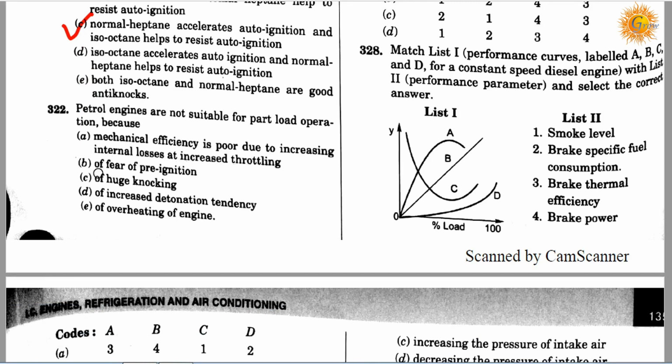Option B, fear of pre-ignition. Option C, huge knocking. Option D, increased detonation tendency. Option E, overheating of engine. So the correct answer is A. Petrol engines are not suitable for part load operation because mechanical efficiency is poor due to increased internal losses at increased throttling.